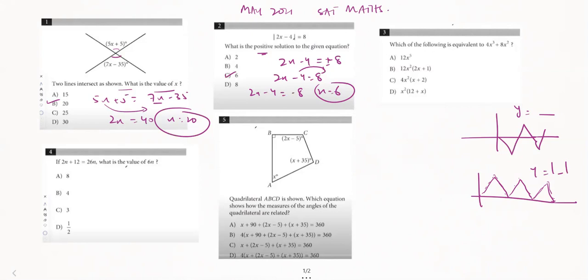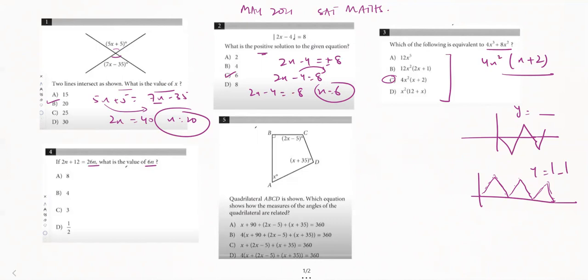Okay, next. Which of the following is equivalent to this? 4x cube plus 8x square, right? Now if you take 4x square common, because I can take common, right? So it would be 4x square into this. Which of the expressions is equivalent to this? C. Okay.